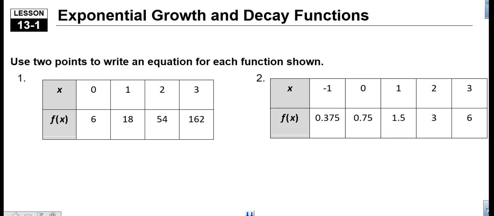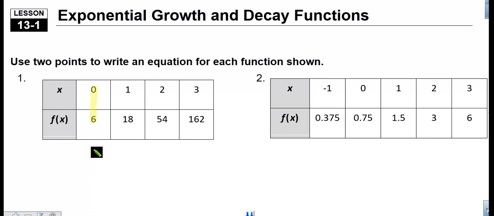Today I'd like to take you through a couple problems that are dealing with exponential growth and decay. In these first examples, we are given a table and we're asked to write an equation for each of the functions shown. An exponential growth and decay function is going to focus on two main things. You need to know what your initial value is, and you're going to need to know what your rate is. The initial value can be found when x is equal to 0.